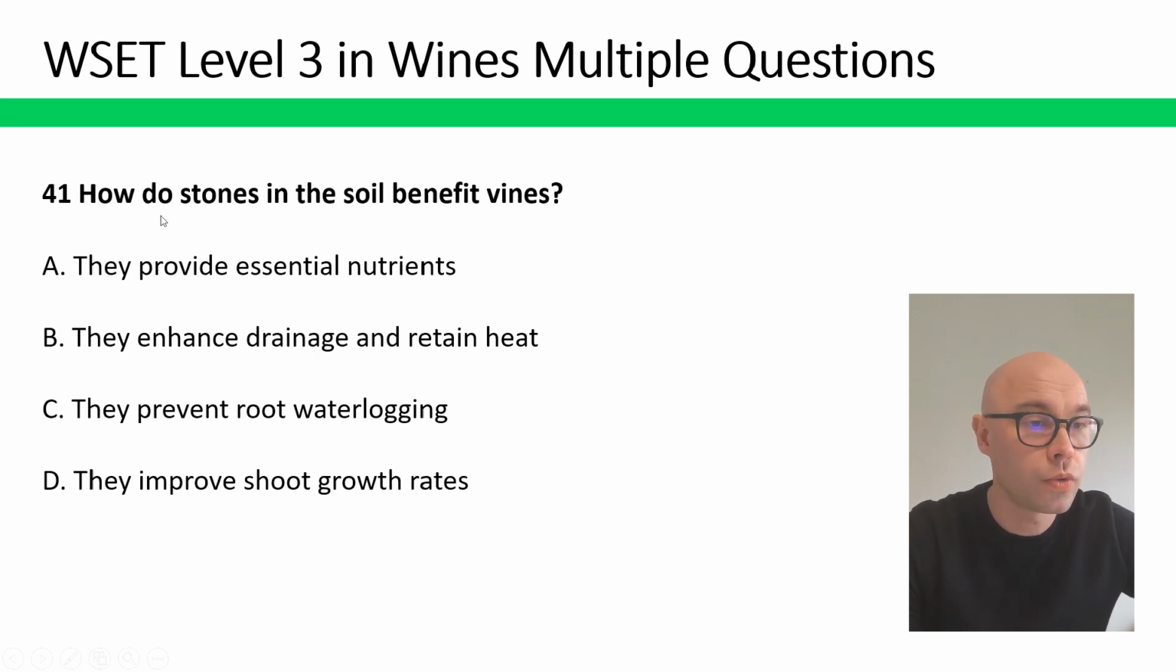How do stones in soil benefit vines? They provide essential nutrients, they enhance drainage and retain heat, they prevent root waterlogging, they improve shoot growth rates. The correct answer is B. They enhance drainage and retain heat, like for example galets stones in southern Rhône.